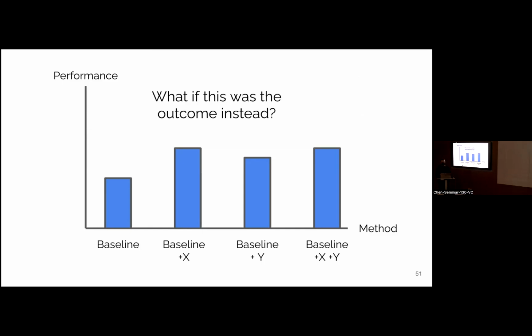And so, like Sarah was saying, this could just as well be the outcome. And so what would be the interpretation of this plot about X and Y and what you should include?